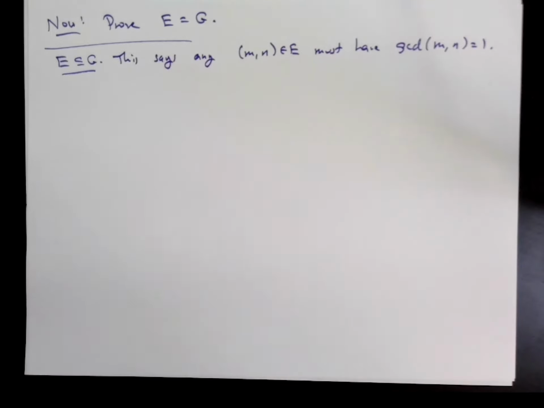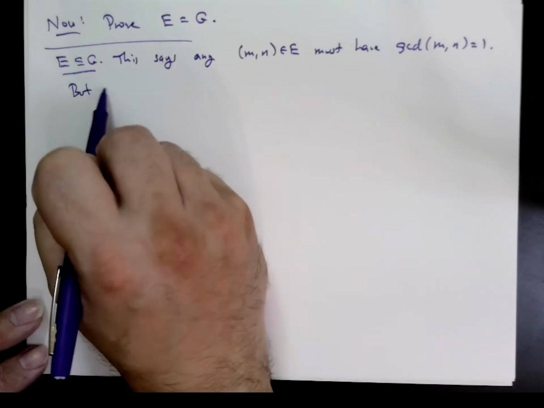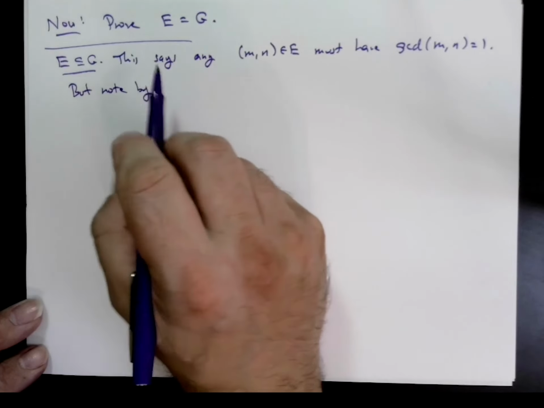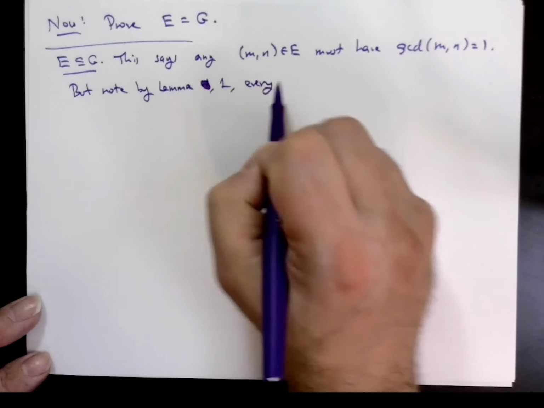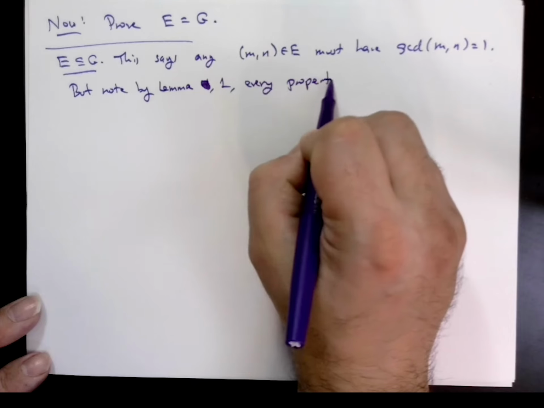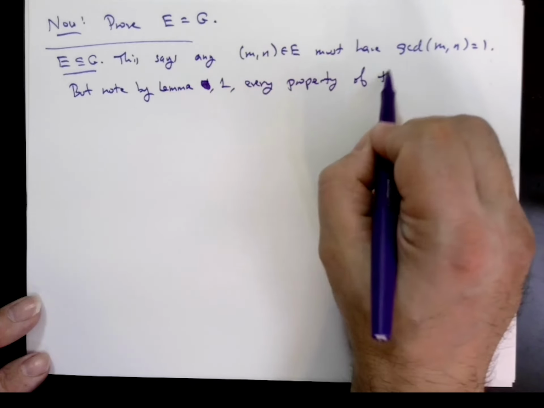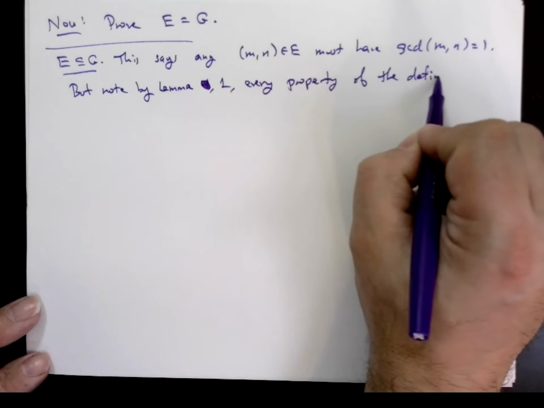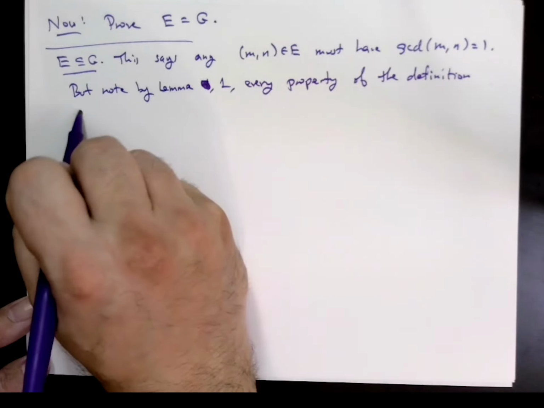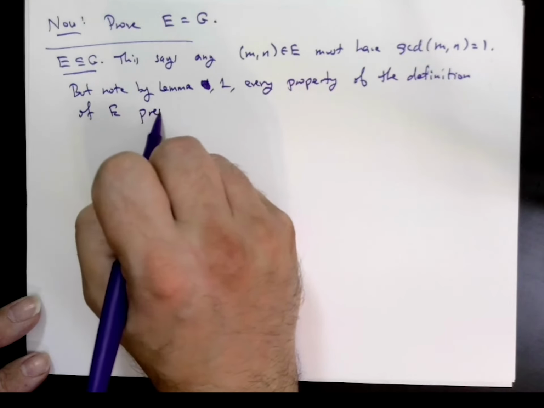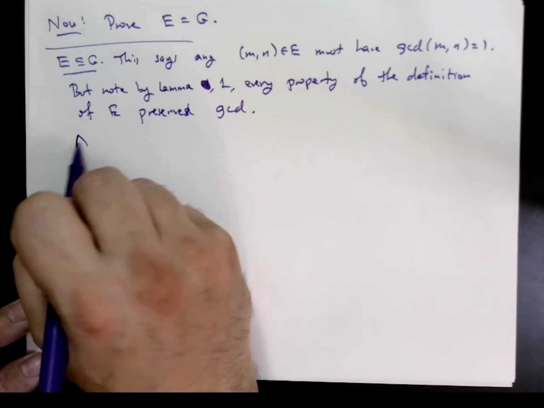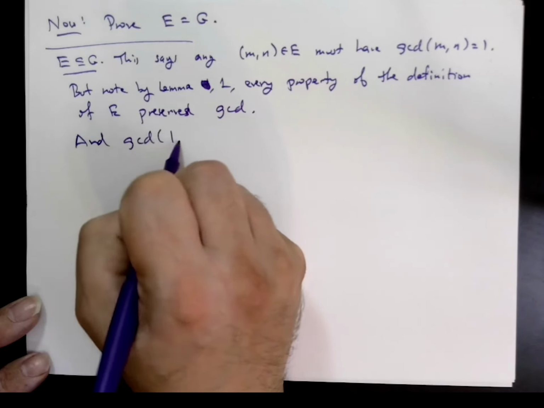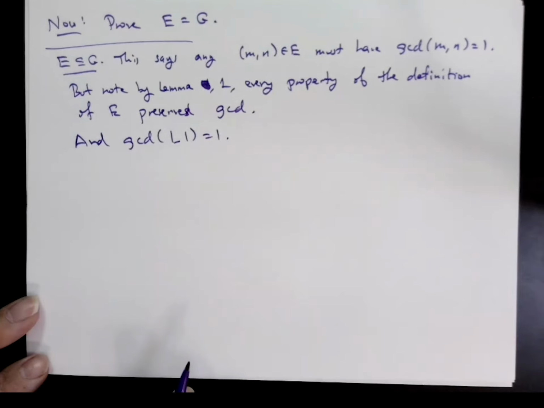So note by lemma 1, properties 2 and 3 of the definition of E preserve the GCD of any pair. In other words, if we ever take a pair of integers and apply property 2 or property 3 to it, we do not change the greatest common divisor. And we start with the pair (1, 1). That means that any pair that arises from a finite number of applications of property 2 and property 3 must have the same greatest common divisor as the pair (1, 1), and that clearly has the greatest common divisor of 1. This means that any pair that arises from the operations in properties 2 and 3 will always have greatest common divisor 1. So we are done.